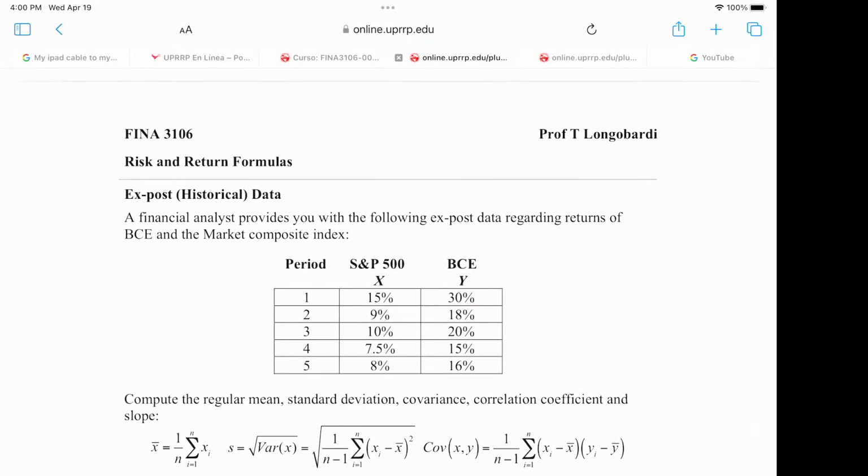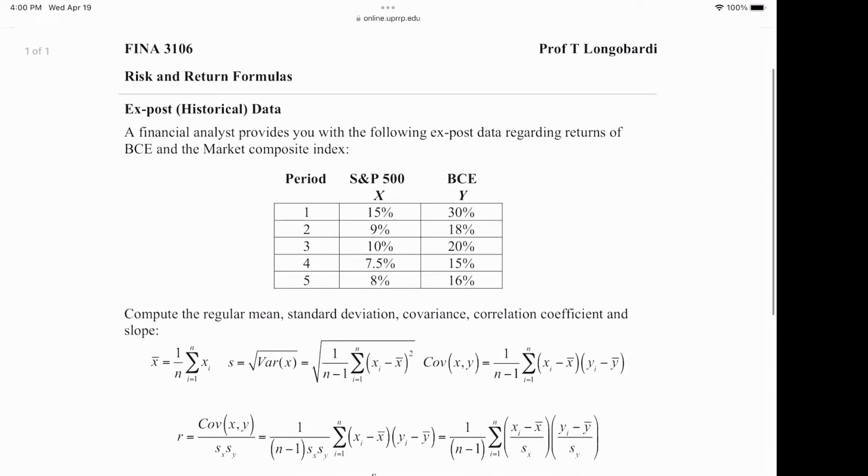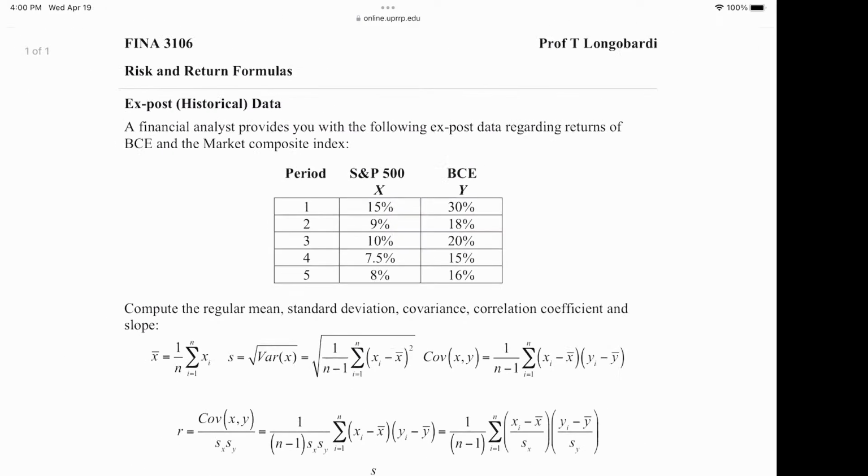Okay, so these are the formulas I want you to know. This is the type of data we're going to focus on, financial data. And what I just discussed is where these numbers come from. That's what I talked about on Monday, how we calculate those values. In this document, I'm showing you the formulas as though S&P 500 is X and the BCE is Y.